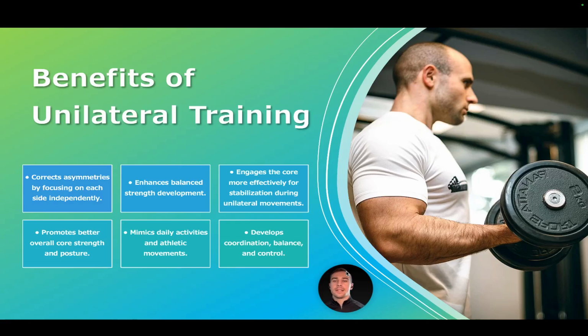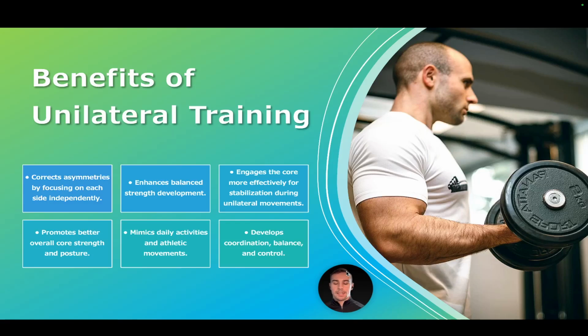Some of the benefits of unilateral training include correcting asymmetries by focusing on each side independently. It enhances balance and strength development, and engages the core more effectively for stabilization during unilateral movements. One thing you're going to notice a lot of times with unilateral based movements is that you have to really use your core very often because you're focusing on one side of the body. Your core is that foundational aspect of your body that helps you perform the workout more effectively. That's one thing a lot of people don't understand about the core, and talking about the core is a whole other subject in itself.